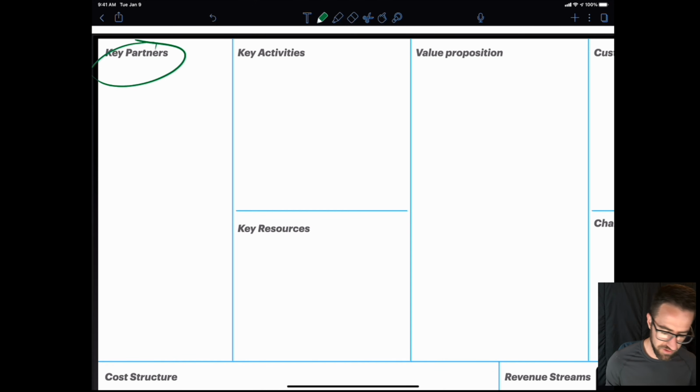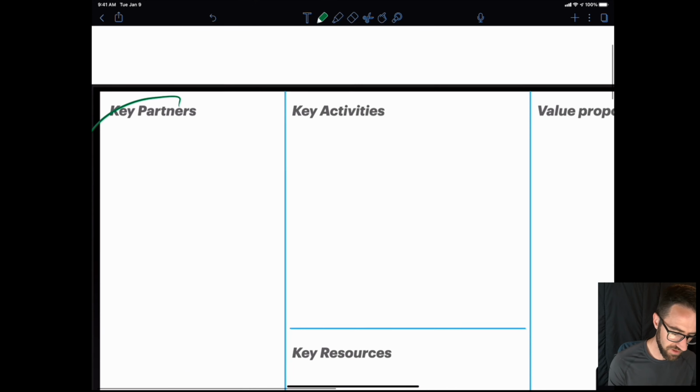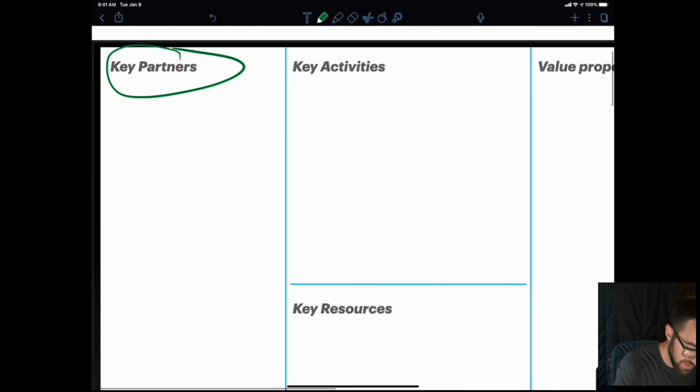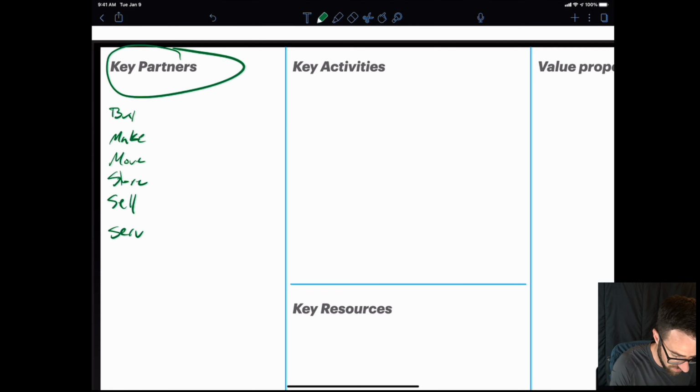All right, so key partnerships. I'll figure out how to draw lines here. Key partnerships, there we go. Key partners. I actually wrote an entire post specifically about key partners. There is a small element here, but thinking through that again, the buy, make, move, store, sell, and service, okay?